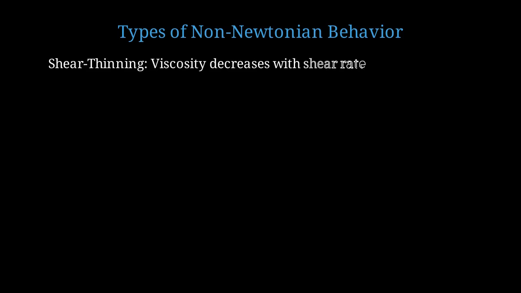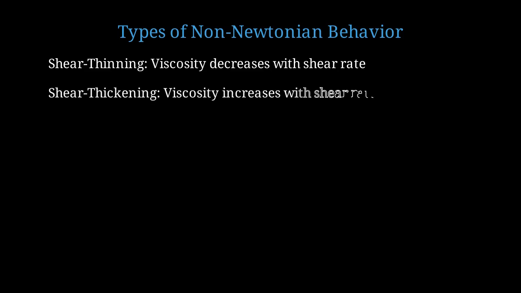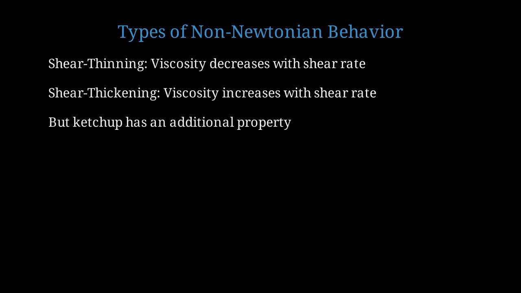Shear-thinning fluids, also called pseudoplastic fluids, become less viscous as you apply more stress. Paint, blood, and polymer solutions exhibit this behavior. Shear-thickening fluids, or dilatant fluids, become more viscous under stress. Cornstarch in water is a classic example. Ketchup is shear-thinning, but it also possesses another critical property that makes it truly fascinating. It has a yield stress.